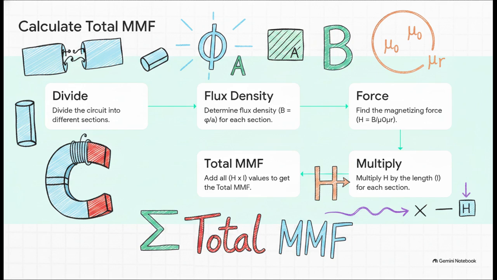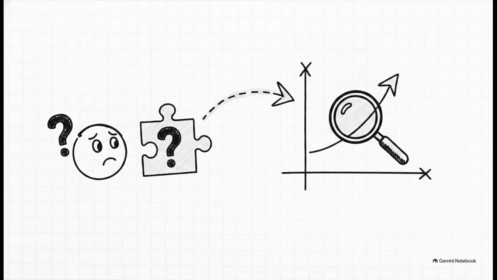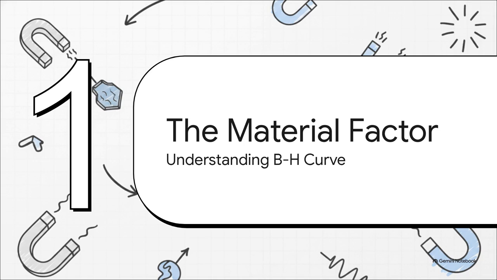Easy, right? Now, you might actually hit a bit of a roadblock at step 3 if an exam problem or a real-world spec sheet doesn't give you the relative permeability, μr. So the crucial point is this. If μr is missing, do not panic. You can actually compute the value of the magnetizing force, H, directly from something called the BH curve. Which brings us to section 2, the material factor, understanding the BH curve.